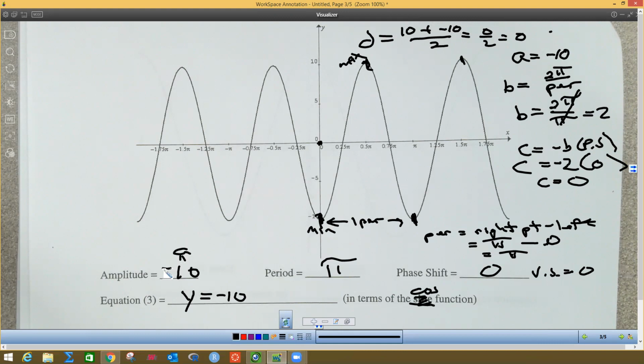Actually, my amplitude is +10. Okay, my amplitude is +10. But I'm doing negative 10 because it should say this. So that means that A is either 10 or negative 10, and we're doing negative because we started at the bottom. And I've got cosine. My B was 2, so I stick 2x in there. My C was 0, and my D is 0, so I'm done. Question?